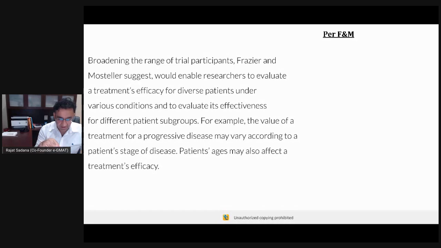Broadening the range of trial participants, FMM suggests, would enable researchers to evaluate a treatment's efficacy for diverse patients under various conditions and to evaluate its effectiveness for different patient subgroups. So this is another benefit of this. Now there are two words over here which I use. One is efficacy and the other is effectiveness. Why does the author use two words?